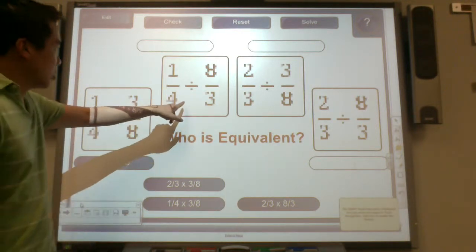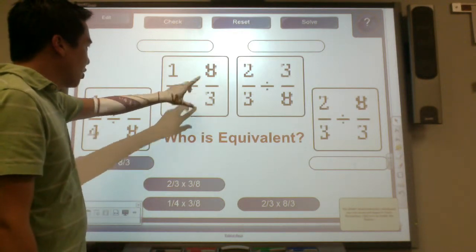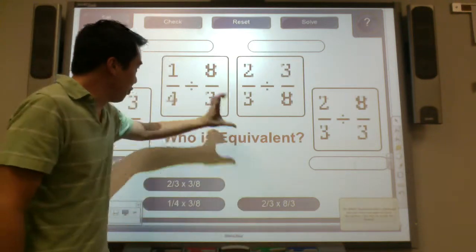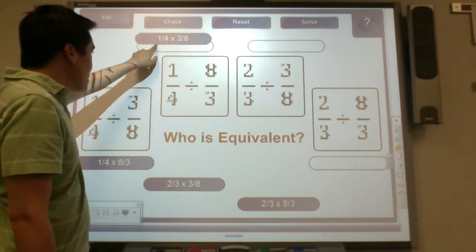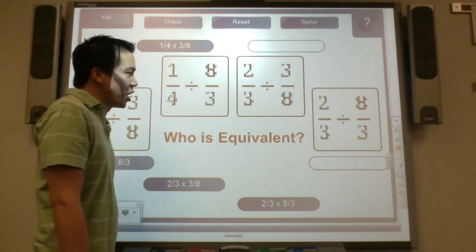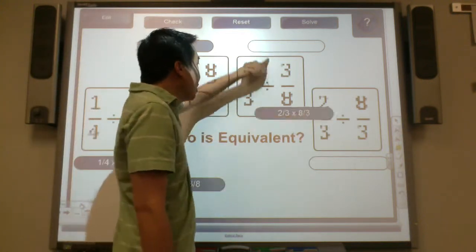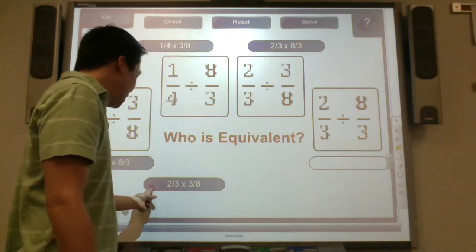Let's do this one. Turn that into a multiplication expression. Dividing fractions, give it a try. Flip the second fraction. I know it's not going to be 8/3, so I have to flip it to 3/8. 1/4 times 3/8. I believe it goes here. 2/3 divided by 3/8. Flip the second fraction. So that's 8/3. I believe it's this one. And flip the second fraction, 3/8 would be this one.